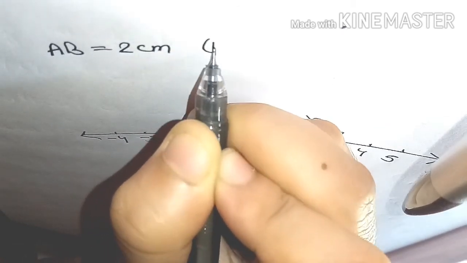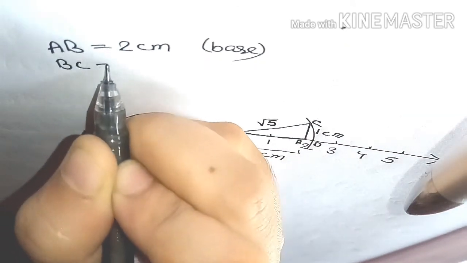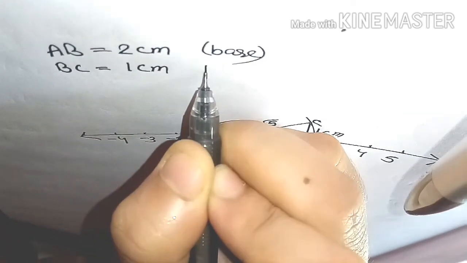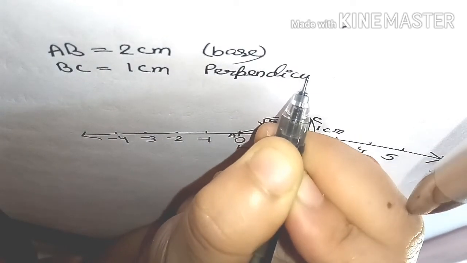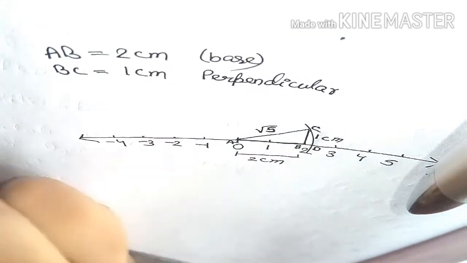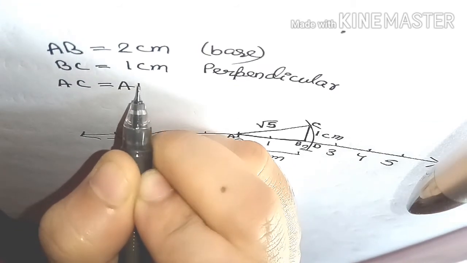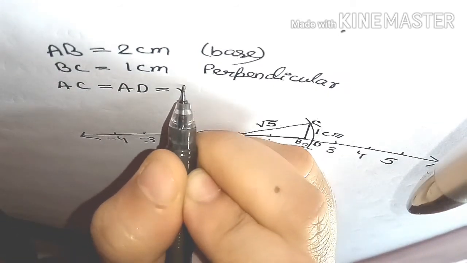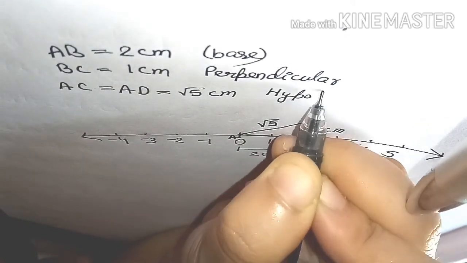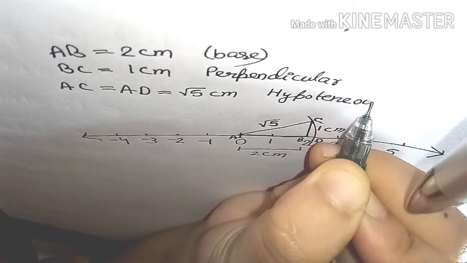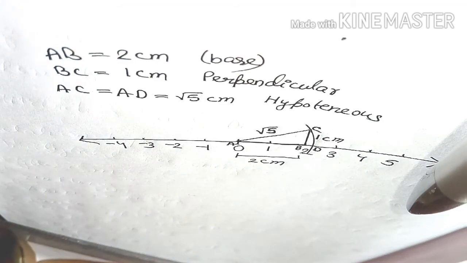AB means the base, which is 2 centimeter. Our height is CD. This is CB. Next we will get the hypotenuse, that is AD, which is equal to AC, which equals √5 centimeter. So like this we will draw √5 on the number line. I think it is very easy, so you will just do it like this. Following these steps you can easily draw √5 on the number line.